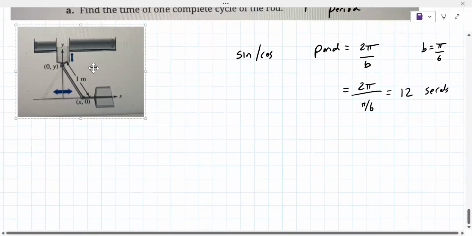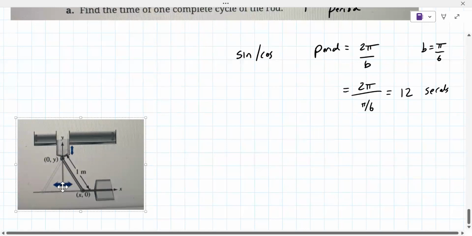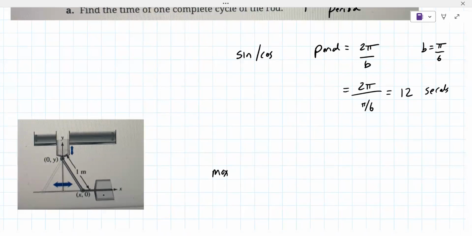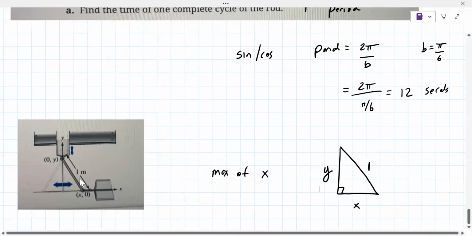So this picture here is pretty helpful for part B. The more the rod goes to the right, the lower this goes. Would you agree with that? Yeah. So if we can figure out the max of X, then we know how far to the right it will go. And then that max X, whatever that is, will go down here. This is 1, and we can find Y through the Pythagorean theorem.